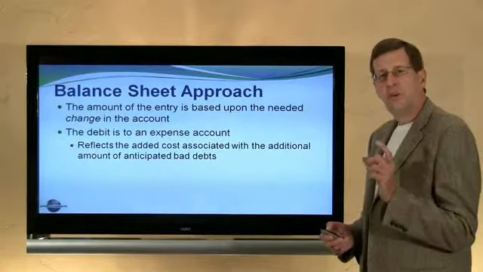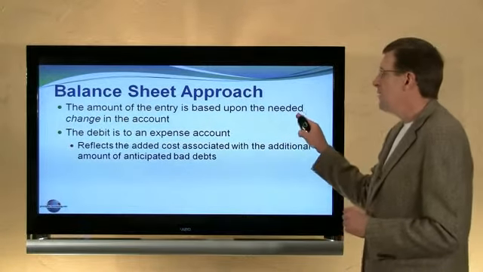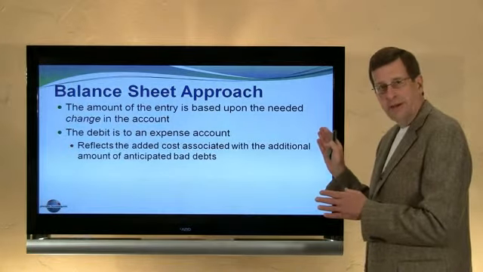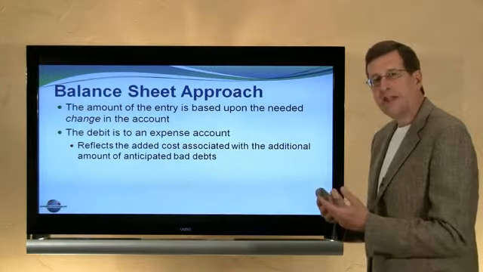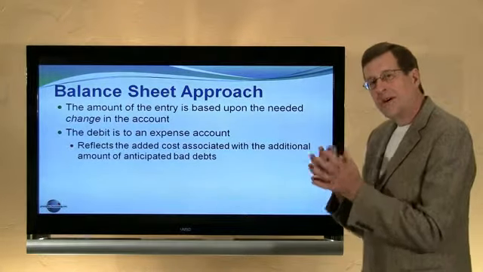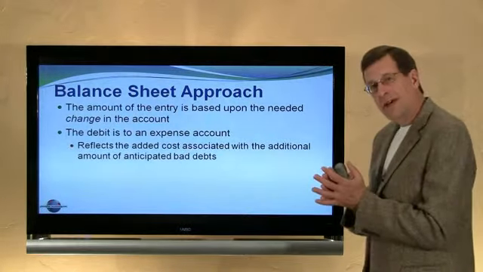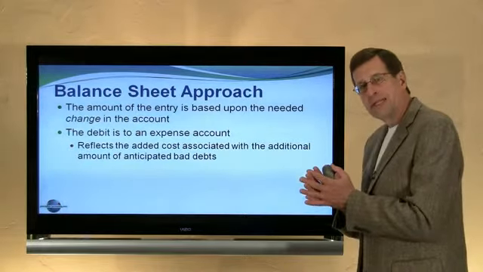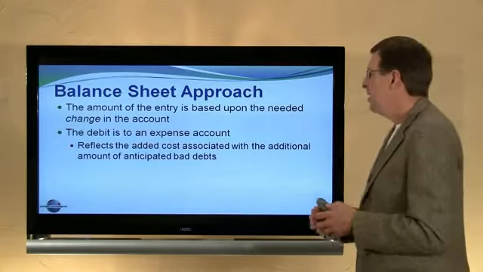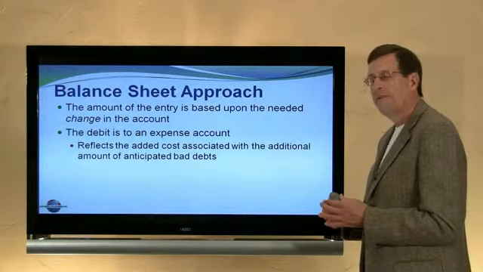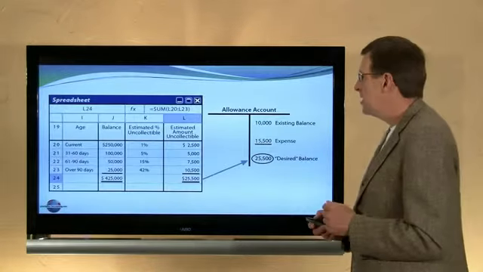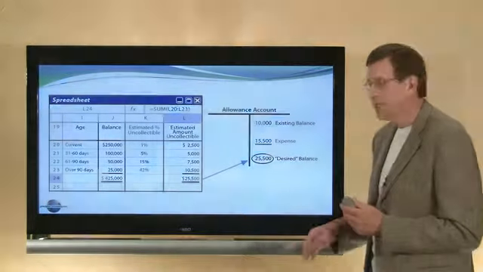Let's give this just a few more thoughts. The amount of the entry was based upon the needed change in the account. It was the $25,500 with the balance sheet approach was the desired target or desired amount in the account. It was not the amount to expense. We expense the amount to bring it up to the balance sheet target. The debit is to an expense account and reflects the added cost for that particular period of time. I know from experience that students sometimes find this problematic. So let's look.